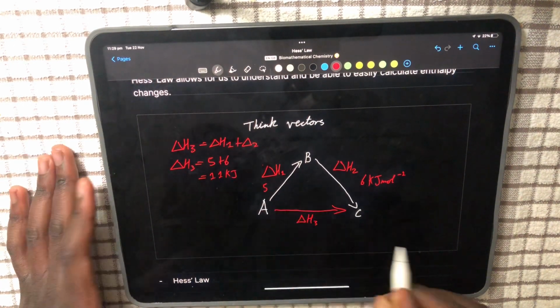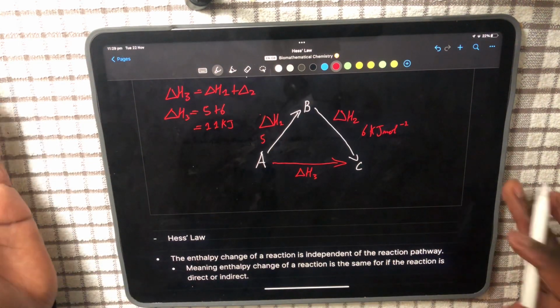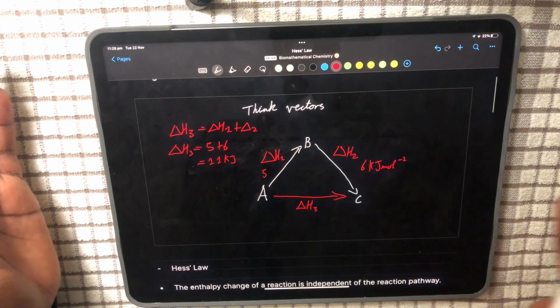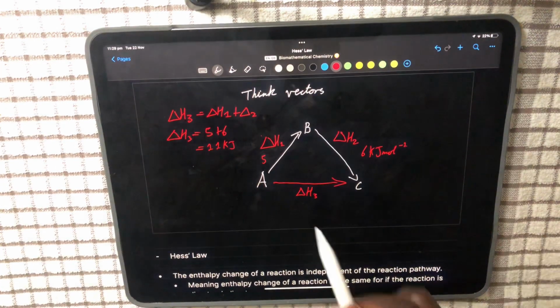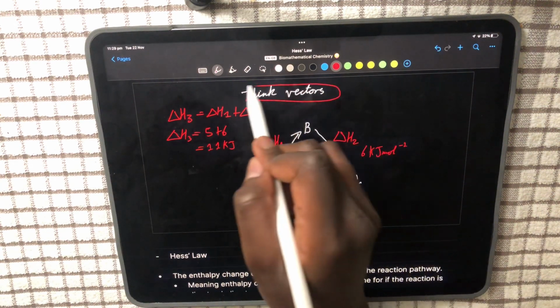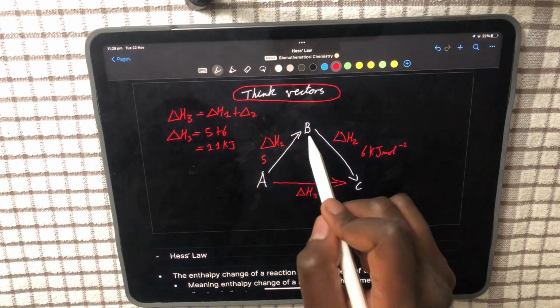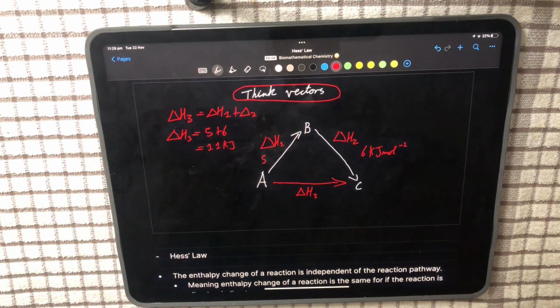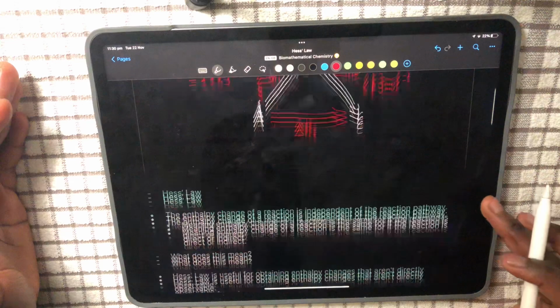The reason we know this is because of Hess's law. This is a well-known law. It's proven that the enthalpy change of any reaction is independent of the reaction pathway. So to go from here to here is the exact same thing. As I said before, this is why I said think vectors. Exact same principle. To go from here to here is the same as going from here to here and here to here. That's why you need to think about Hess's law. That's all it is, and it just makes it easier for us to calculate these reactions.